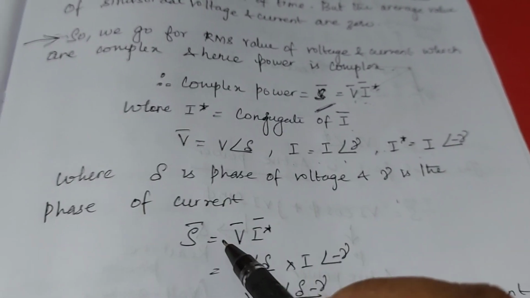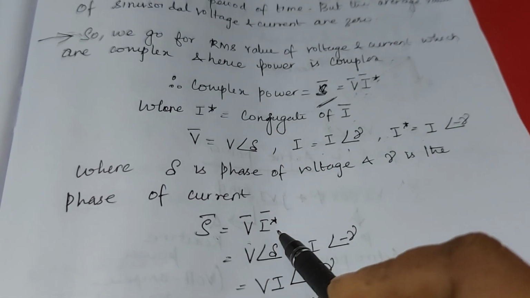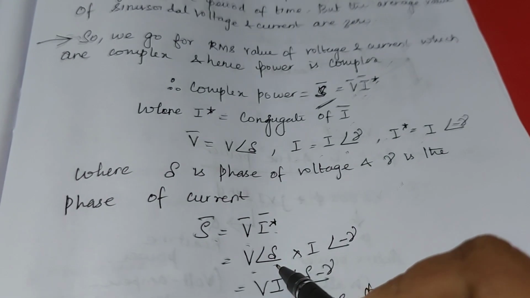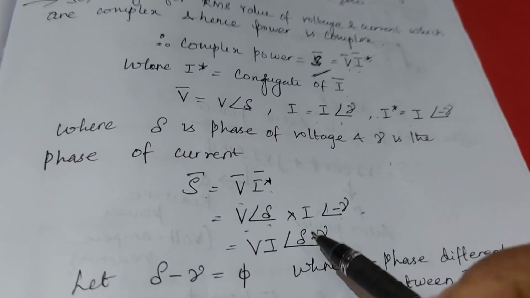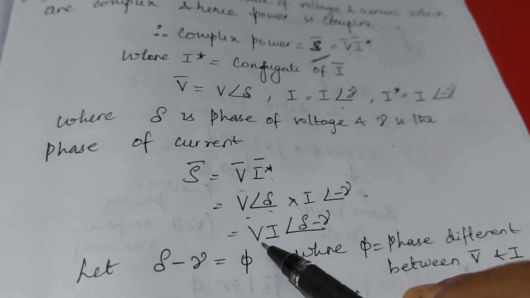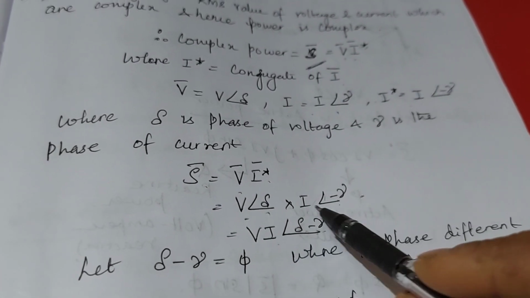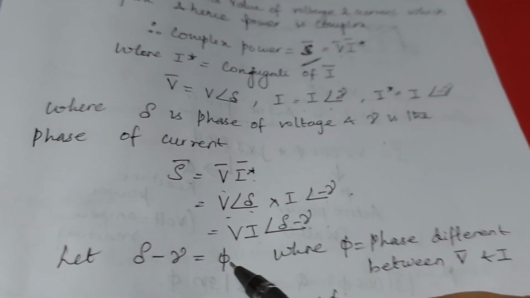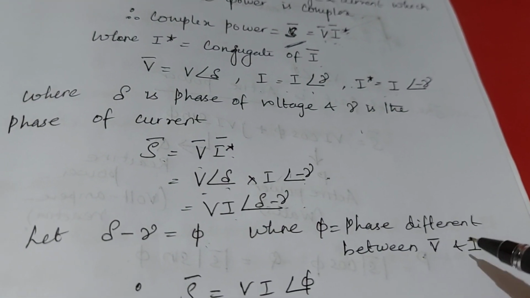Now I am going to find the complex power. S bar is equal to V bar into I bar star. So V angle delta into I angle minus gamma. This results in VI angle delta minus gamma. I am going to represent this delta minus gamma as a single factor phi. So what is phi? Phi is the phase difference between voltage and current.